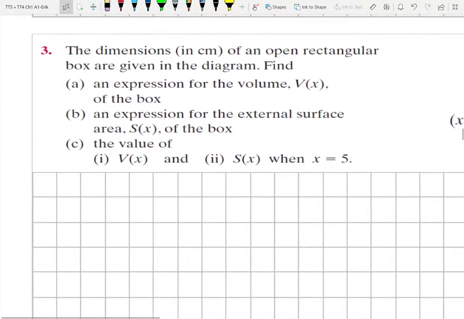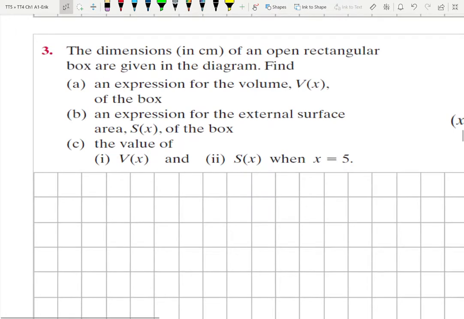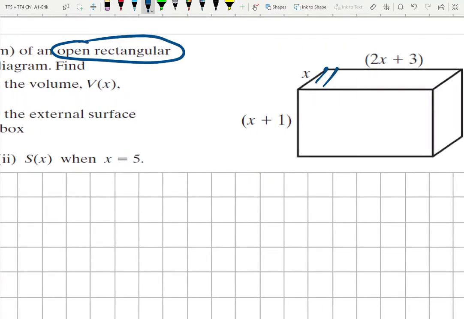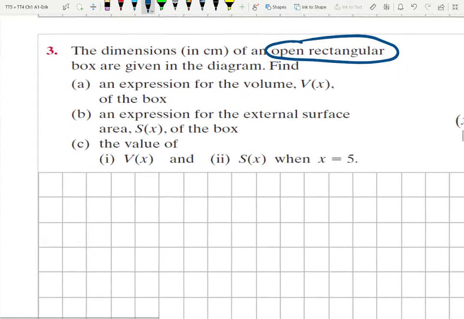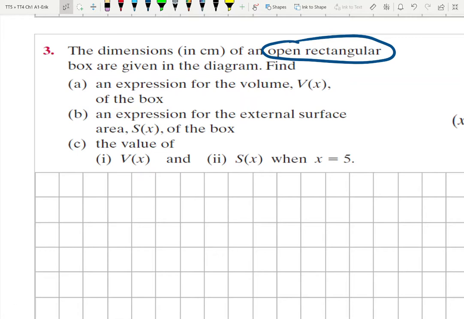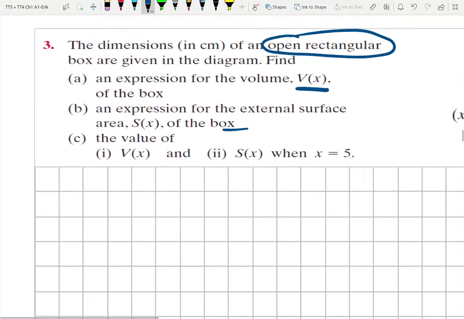So before we look over to the right, let's look at the writing here. The important thing here is that it's an open rectangular box. An open box has the top piece missing. That's the assumption. So the volume isn't affected by the fact that it's open. Surface area is affected. And then we'll get some specific values.